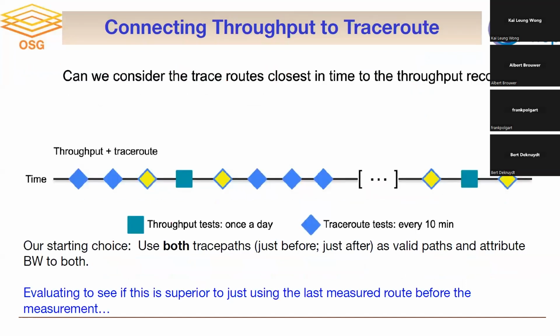What we've chosen to do is actually, I'm going to show you an example for throughput and traceroute. So we have these measurements. We measure throughput, the squares, and of course we have all these ongoing traceroute measurements. And what we've chosen to do is there's an ambiguity when you make a traceroute measurement before and after a throughput measurement, and they're different. Which path do you attribute the throughput measurement to? We say we don't know. We're going to put it on both of them because that probably doesn't bias things too badly, and I'll show you what that looks like. We're actually evaluating this. The other option is just to take the last measurement that you have.